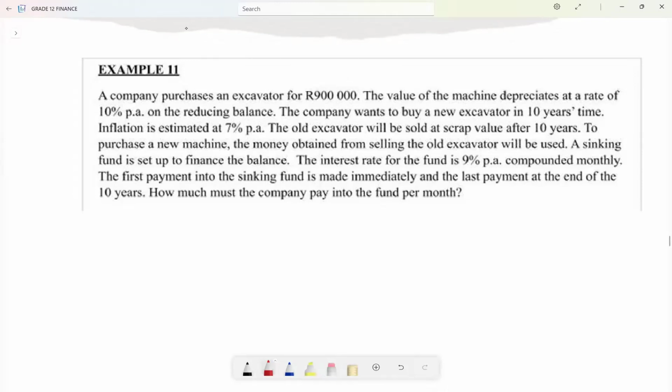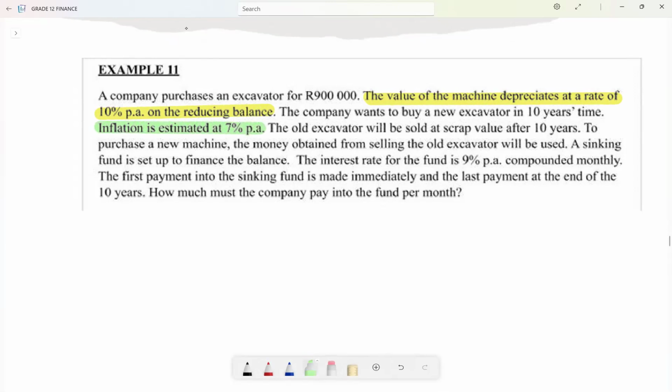Here's an example of a sinking fund. Let's just confirm by the statement if it is a sinking fund. It says a company purchases an excavator for 900,000. The value of the machine depreciates, very important, at the rate of 10% per annum on reducing balance. They tell us that the company wants to buy a new excavator in 10 years' time. Then they say inflation is estimated at 7% per annum.